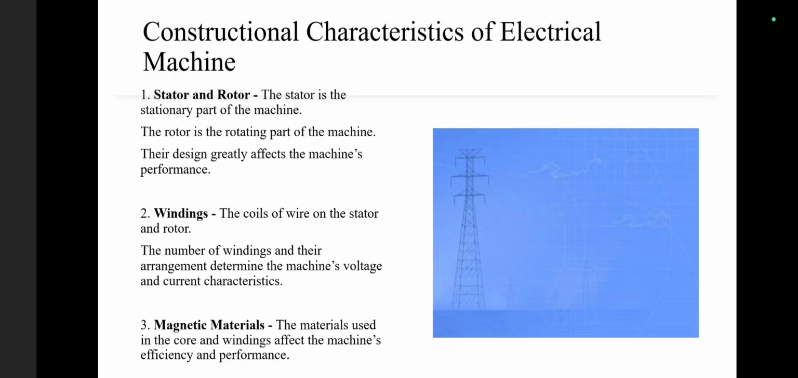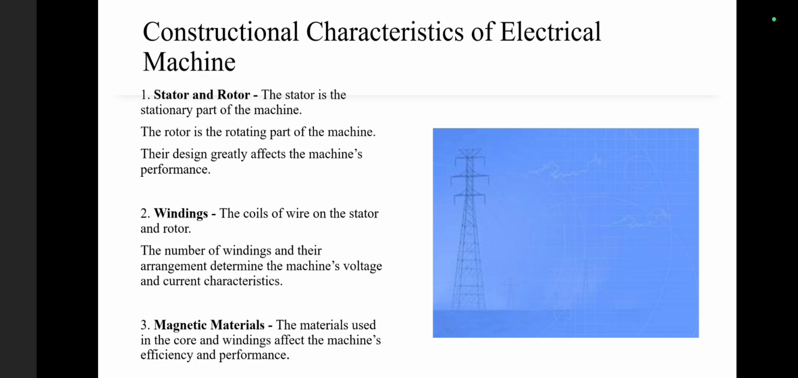Constructional characteristics of electrical machines. First, stator and rotor. The stator is the stationary part of the machine, which doesn't move. The rotor is the rotating part of the machine, which rotates. Their design greatly affects the machine's performance.